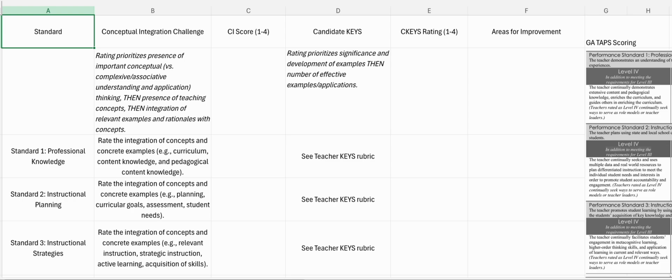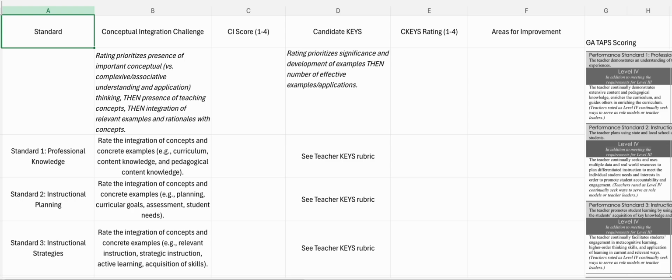In this rubric, each standard, which is represented in column A, will be scored according to conceptual integration, which is represented in column B and scored in column C, as well as students' engagement in specific actions that represent teaching practices that are desired, column D, scored in column E, with an opportunity for the rater to make notes for the students and for herself in column F under areas for improvement.